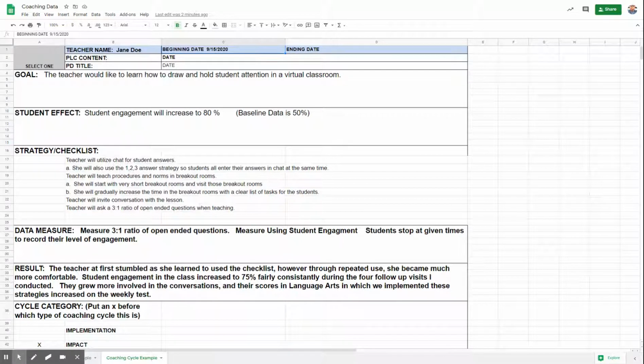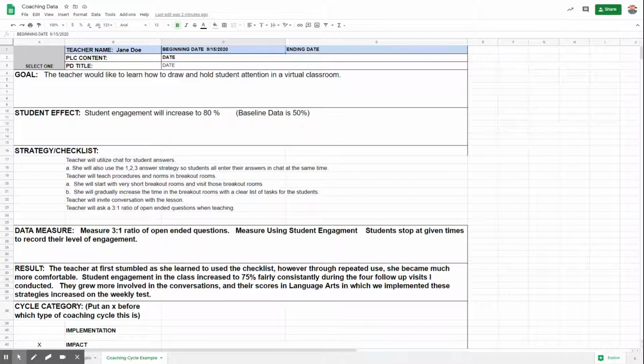And so we gathered baseline data. I went in and measured the engagement level, and it was at 50%. So she wasn't doing too bad. About half of them, one out of every two, but she definitely wanted to increase it. So she said, well, if it's at 50%, we're going to raise it to 80%. We're going to try to get 80% of our kids actively engaged in the lesson.